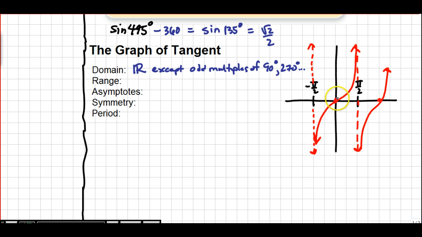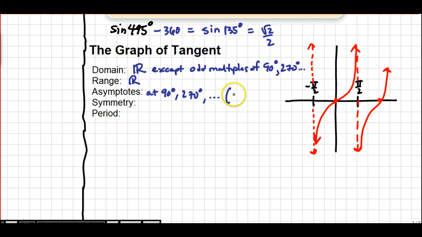The range, you can see as you look at the graph vertically, is going to go up forever and down forever. So the range is going to be all reals with no exceptions. The domain has exceptions because there are asymptotes vertically, but the range does not have any asymptotes, so we can just say all reals. The asymptotes occur at 90, 270, or we could say pi over 2, 3 pi over 2, and then they repeat every 180 after that.